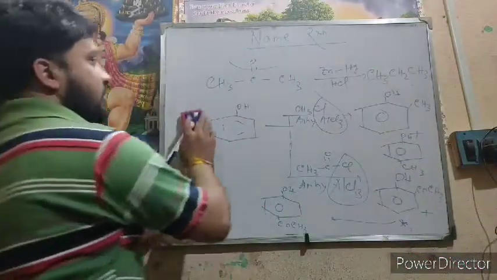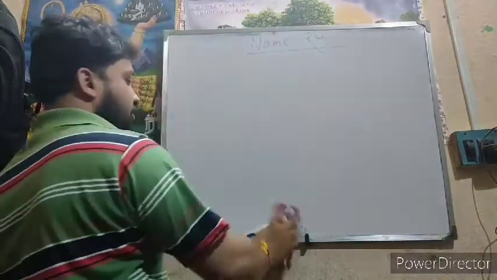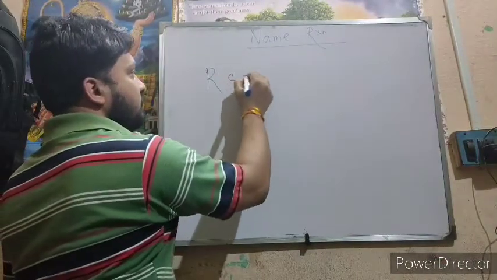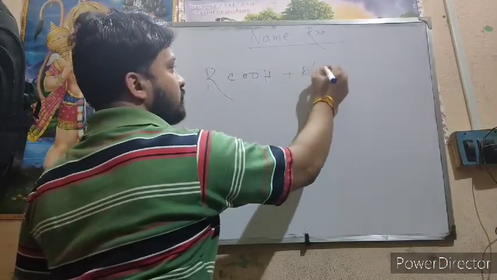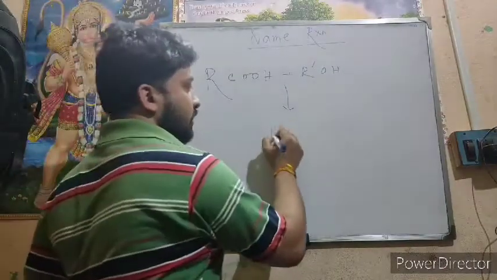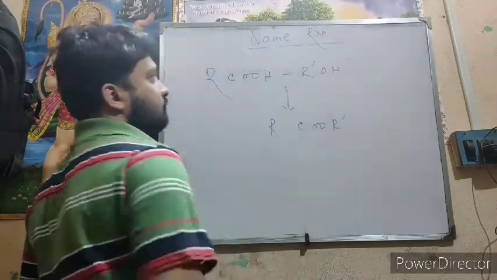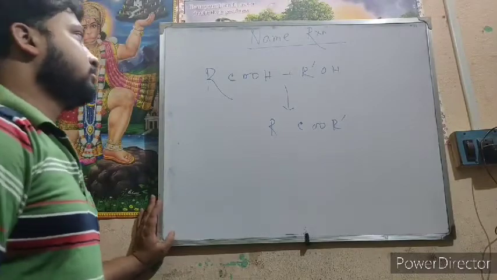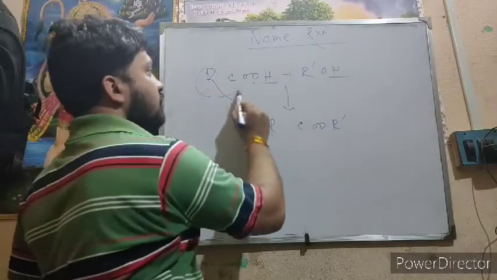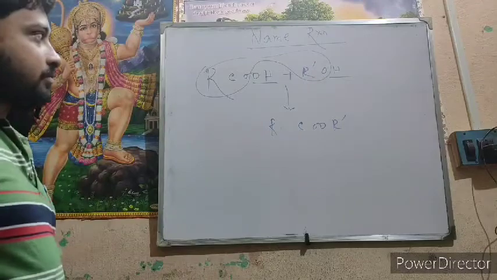Then the next is esterification. You take acid RCOOH and you take R dash OH. What will be the product? The product is ester, RCOOR dash. OH and H are removed from here, so the product is RCOOR dash. This is esterification.